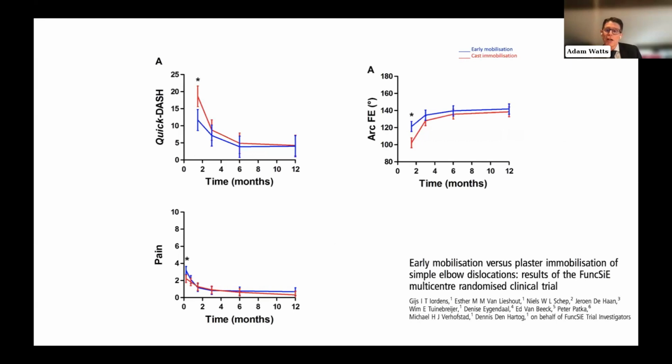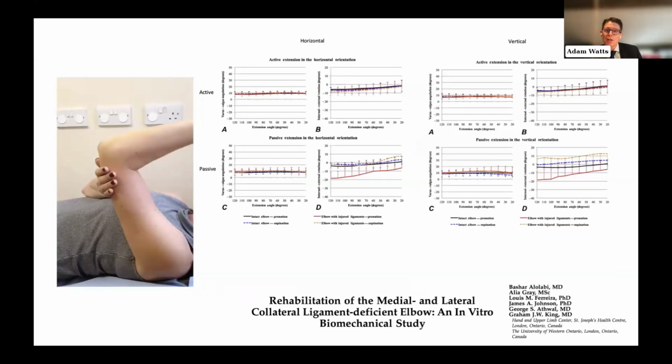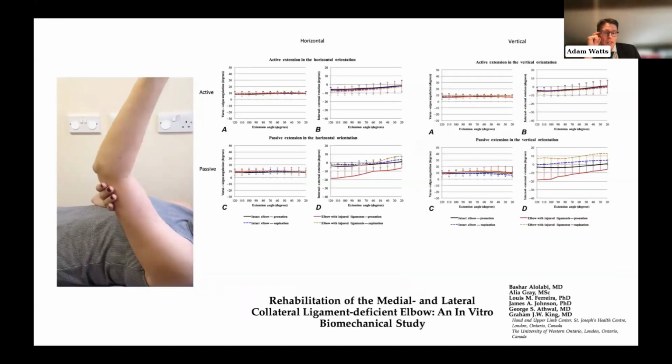And the FUNCSI trial from Denise Eygendaal has shown us that immediate mobilization leads to a quicker recovery compared to delayed mobilization, with essentially the same outcome at the end. And they reported no episodes of recurrent instability in this non-surgically managed trial. However, it should be noted that those patients were screened, so they'd excluded patients with what they deemed to be unstable elbows, although it's not entirely clear how that decision was made.